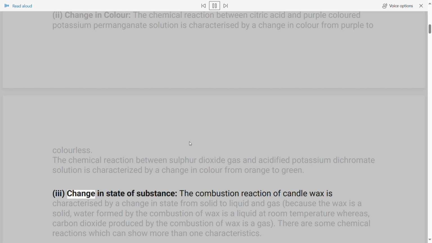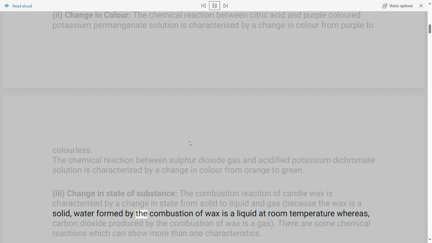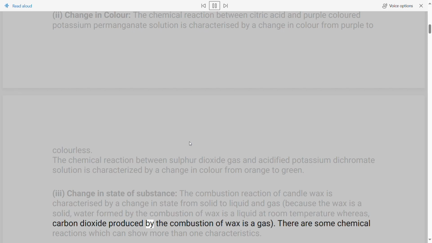3. Change in state of substance. The combustion reaction of candle wax is characterized by a change in state from solid to liquid and gas. The wax is a solid, water formed by the combustion of wax is a liquid at room temperature, whereas carbon dioxide produced by the combustion of wax is a gas. There are some chemical reactions which can show more than one characteristic.